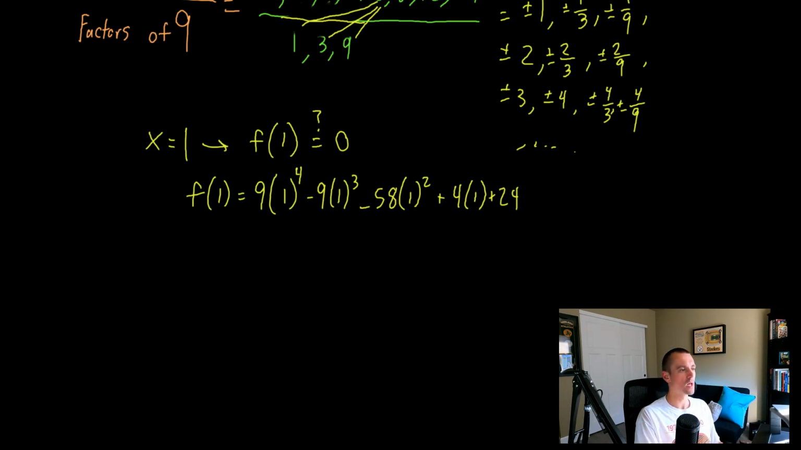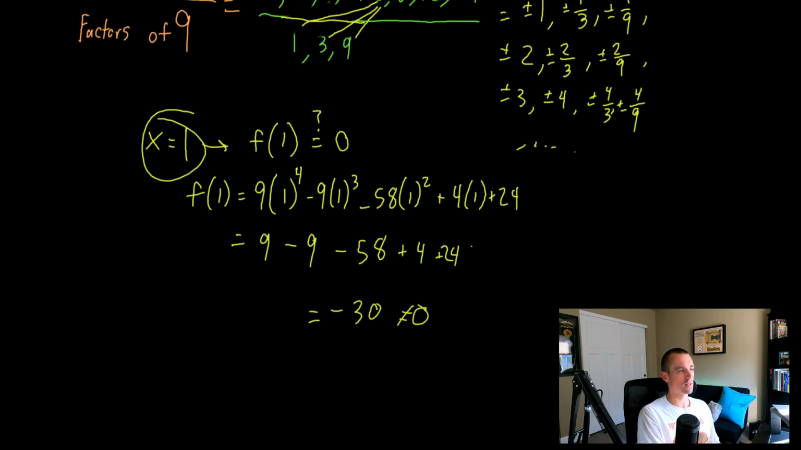So now if we go ahead and evaluate this, we get 1 to the 4th is 1, minus 9 times 1 cubed is 9, minus 1 squared is 1 times negative 58 is minus 58, 4 times 1 is plus 4, plus 24. And then we can evaluate this. 9 minus 9 is 0. Minus 58 plus 28 is going to be minus 30. So this does not equal 0, right? Clearly, negative 30 is not 0. So that tells us x equals 1 is not a 0 of our polynomial.